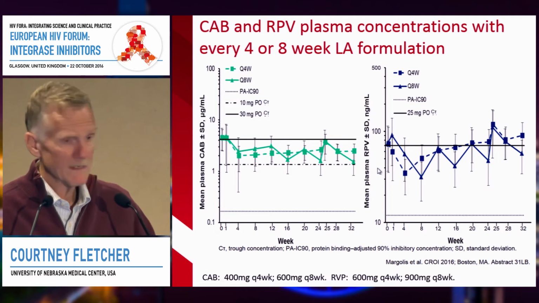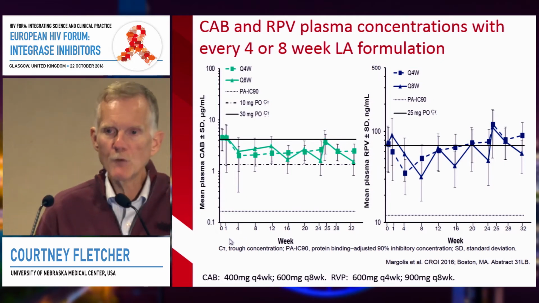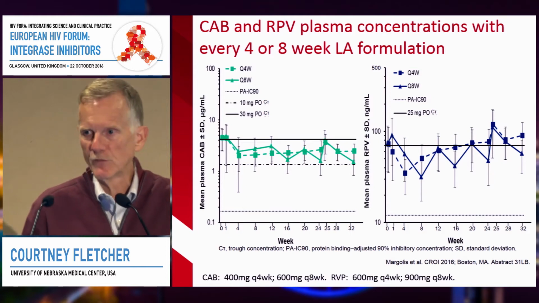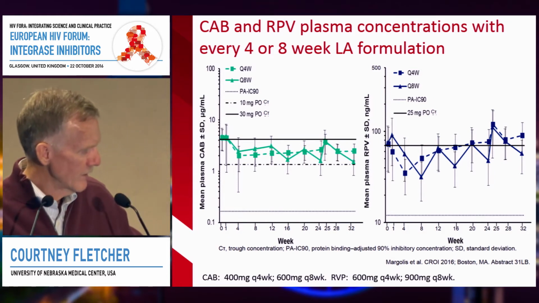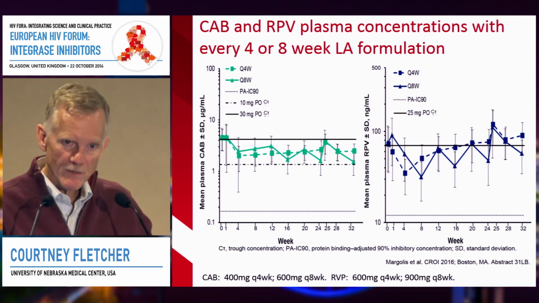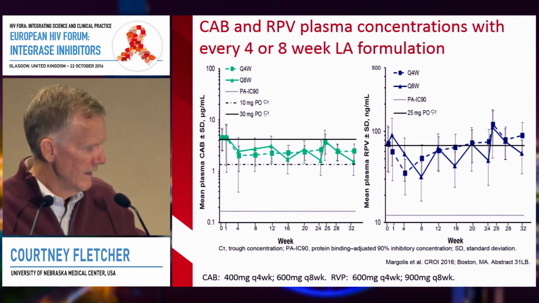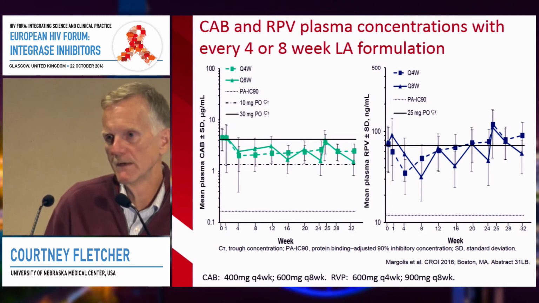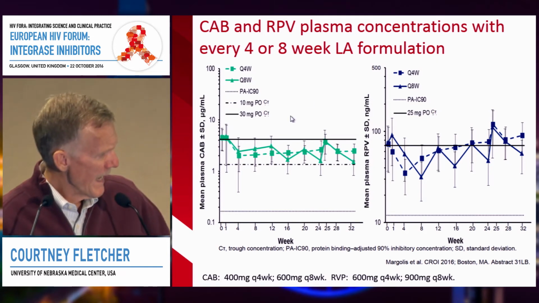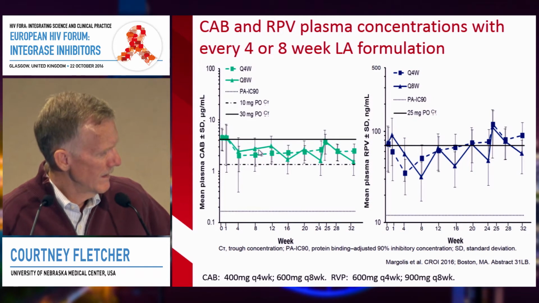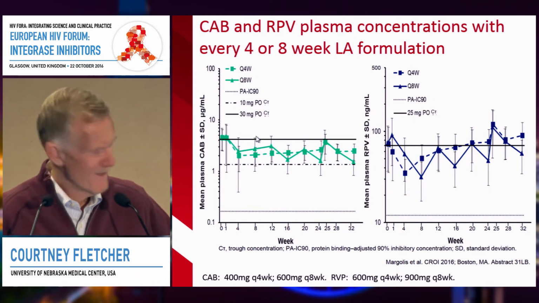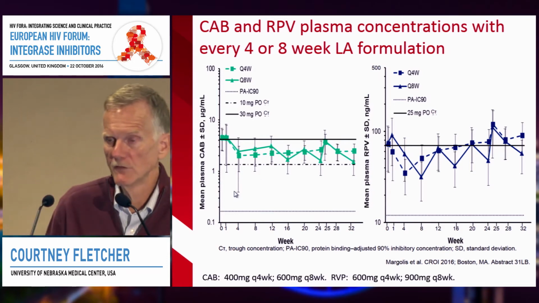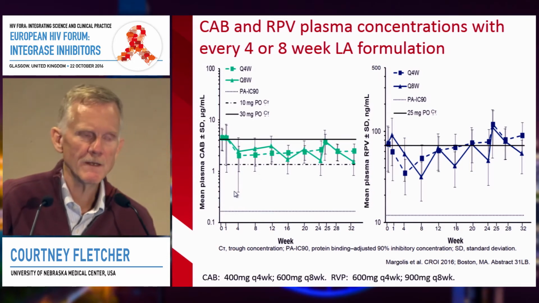For both drugs now, the loading dose, or the first dose, is going to be increased in this phase 3 study. So with cabotegravir, the initial load will be 600 milligrams. For rilpivirine, the initial load will be 900 milligrams, and then they'll go into the usual every 4-week administration. And the predictions are that should help clear up these periods of lower concentrations with this formulation.